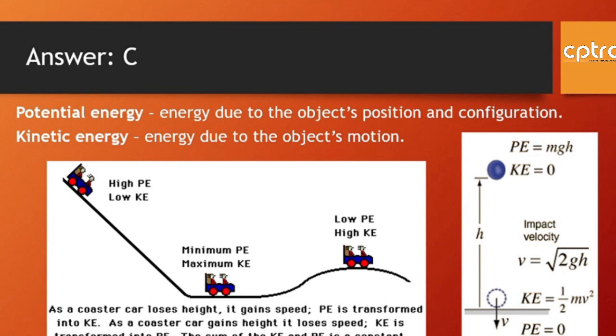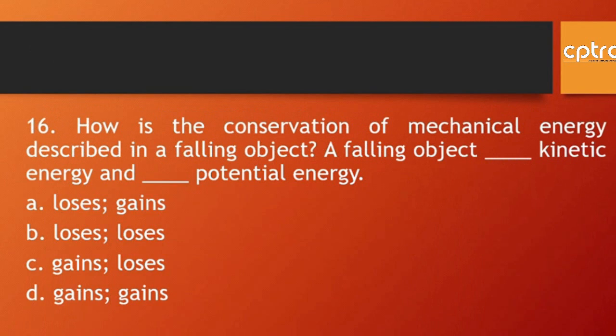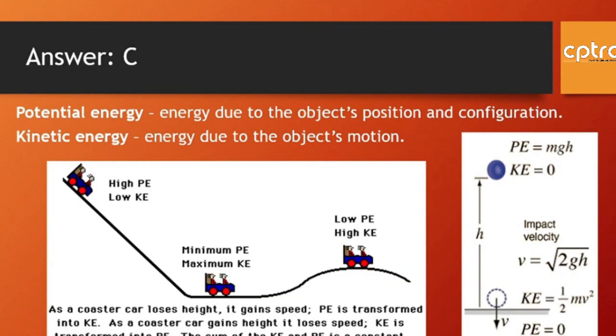The answer in this item can be explained by this example. For example, you're riding a roller coaster. As a coaster car loses height, it gains speed because of the pull of gravity, while the potential energy is transformed into kinetic energy. As a coaster car gains height, it loses speed.